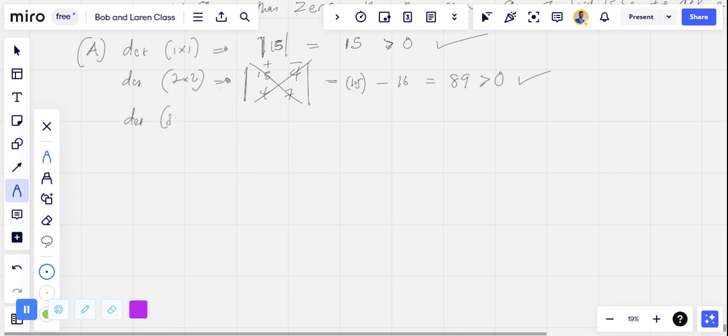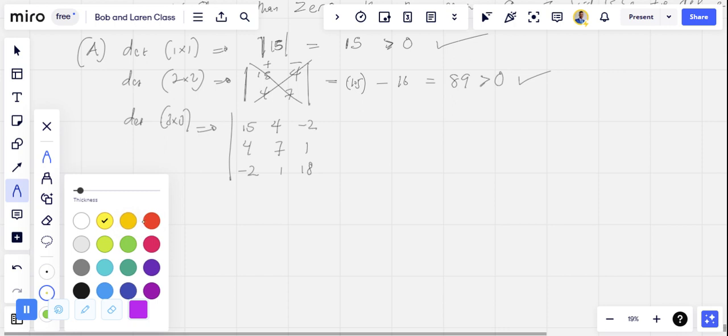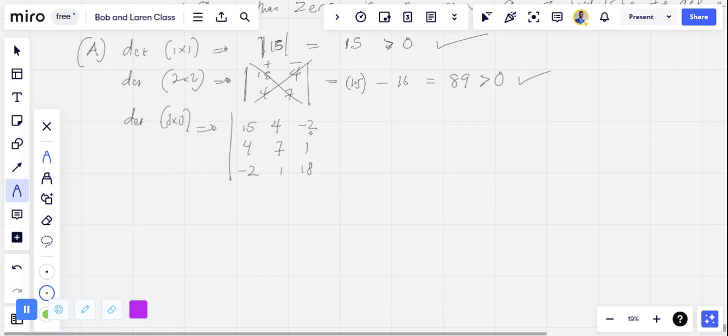So now let's consider the 3 by 3 matrix and find the determinant. The determinant of this 3 by 3 is: I want to put the determinant of 15, 4, minus 2, 4, 7, 1, and then minus 2, 1, 18. To look for this determinant, use Sarrus's rule. That's the best shortcut you can use. Or you use your calculator. The calculator can solve 3 by 3, but the natural display cannot solve 4 by 4. The highest matrix you have there is 3 by 3.